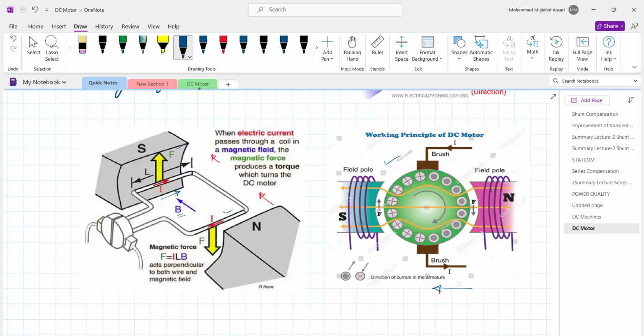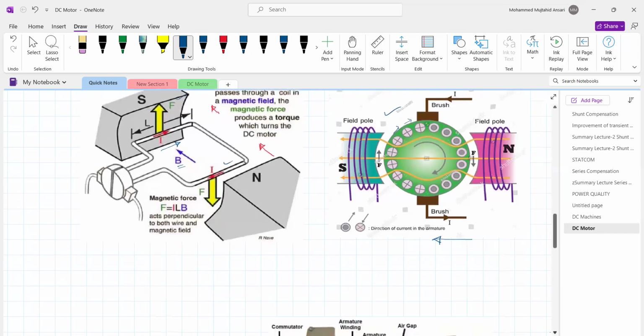So this is upward, this is downward, or you can say that the forces are in this way, and hence the rotor, or this part which is free to rotate, produces the torque and runs in one direction. So this is the way by which the torque is produced in the DC motor. So this is the basic working operation of DC motor.